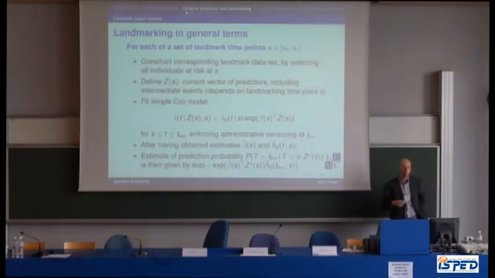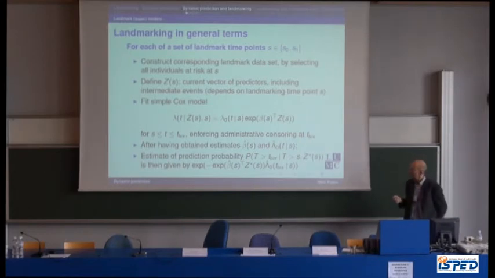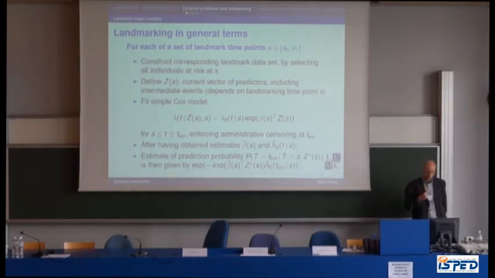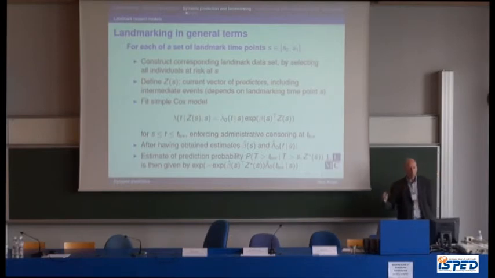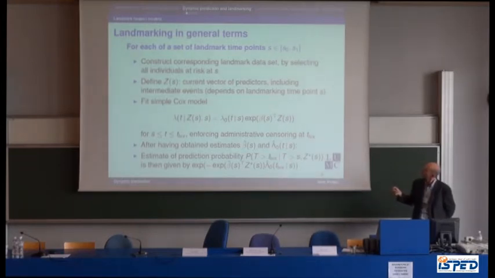Okay, so here comes some formulas. Let's make this a little bit more concrete, or maybe less concrete, depending on whether you like formulas. The basic idea, in more formal terms, is that you select a landmark time point, called S, which is a given age, for instance. Then you construct a corresponding landmark data set by selecting all the individuals at risk at this age. So if the landmark time point is 80 years, I select everyone who is still alive at age 80. That would be my landmark data set.